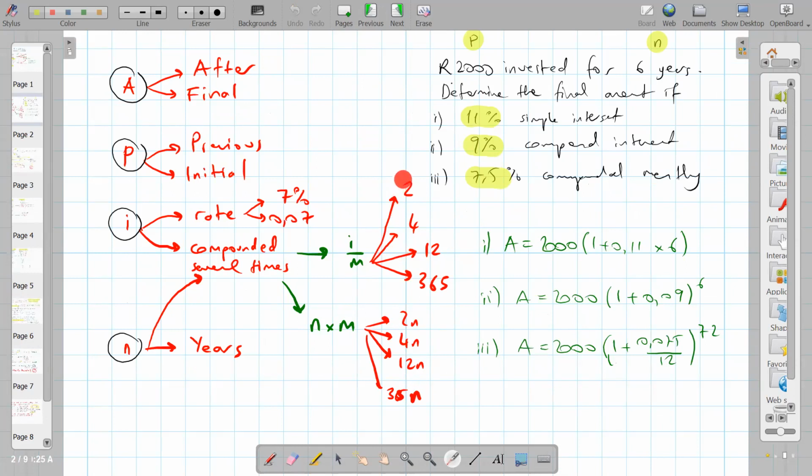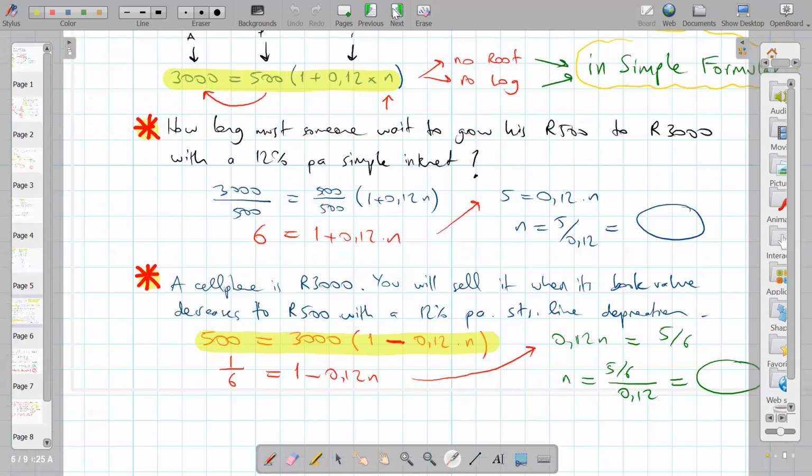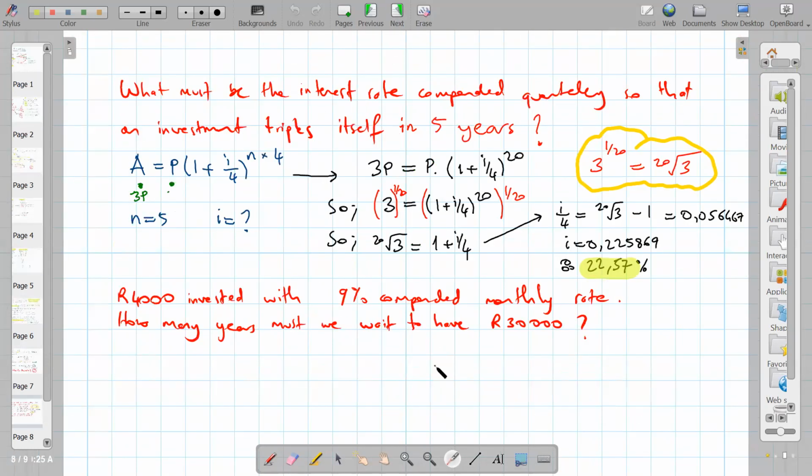So I can be divided by M, and the years can be multiplied by M. But it must be the same thing. Either they both times or divide by 2 or 4 or 12 or 365. You will read it from the question. If it is quarterly, monthly or daily, you can get it from the question. Okay, now the next question.